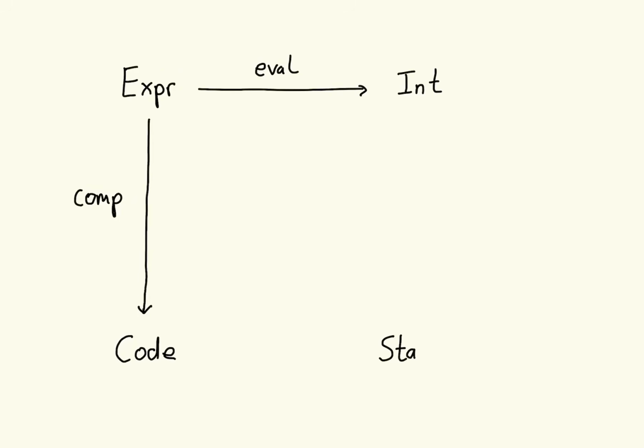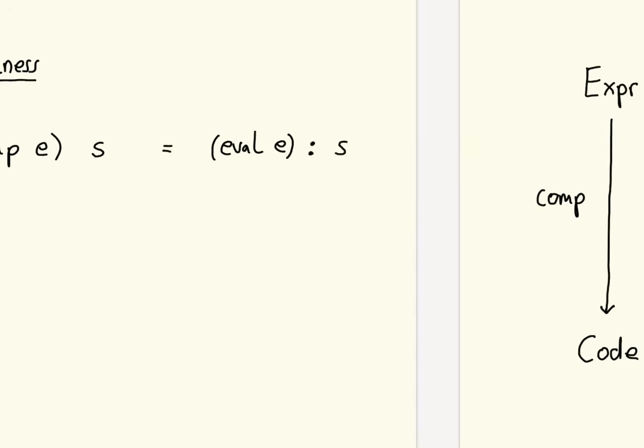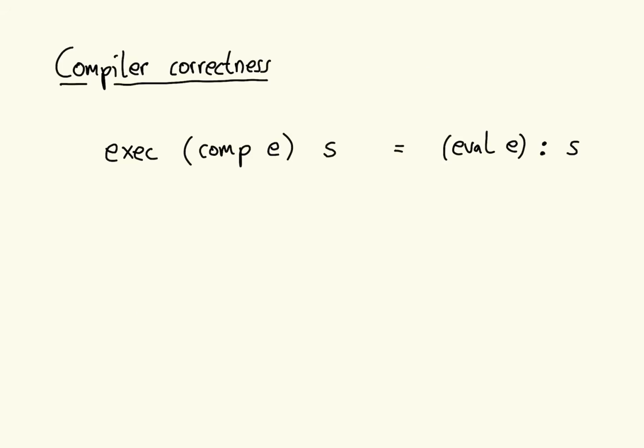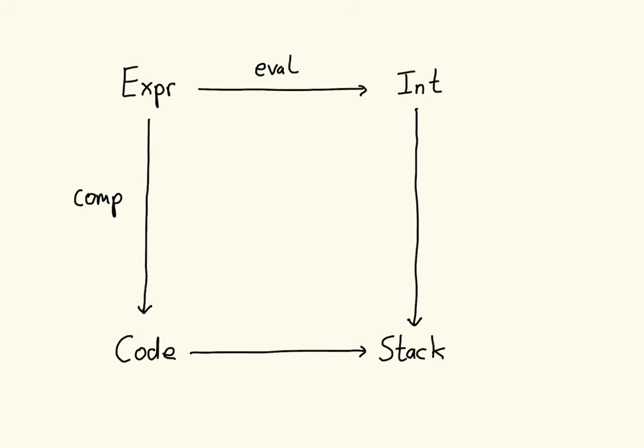Well, what I'm going to do is in the bottom corner, I'm going to write a stack. And then I'm going to draw two more arrows, and then we're going to figure out what could we write on these two arrows to correspond to this compiler correctness equation. Well, let me do the downwards arrow first. What I'm going to do here is write (:s) here.